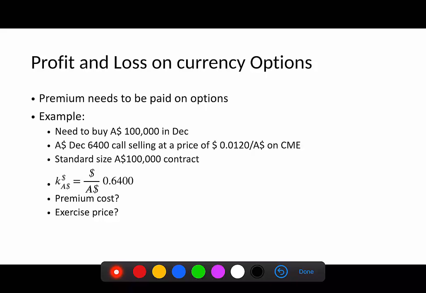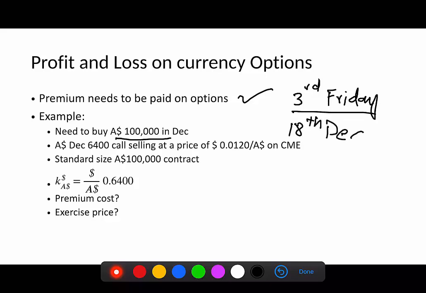This is another illustration. You should pause the video and first look over here at what data is given to you. Obviously on options we need to pay the premium. Now the example is, let's suppose you want to buy 100,000 Australian dollars in December. Options usually expire on the third Friday of each month, which is 18th December 2020, because we are sitting in the year 2020 and December is the next month.